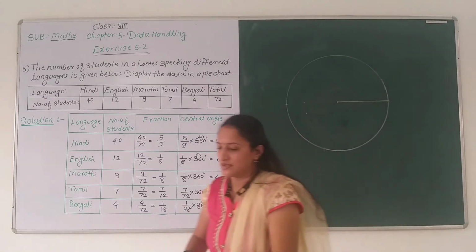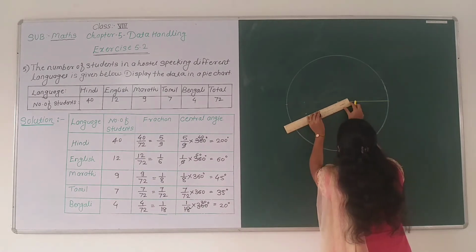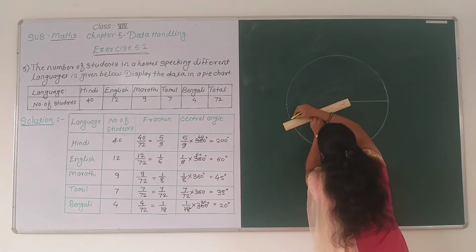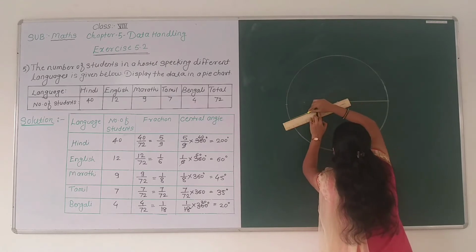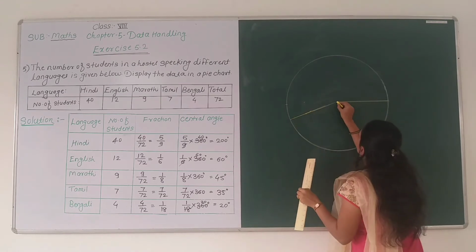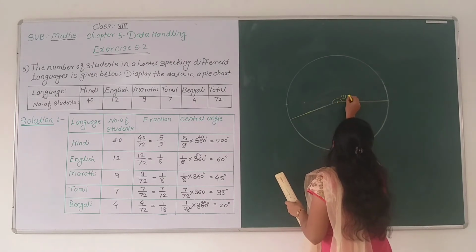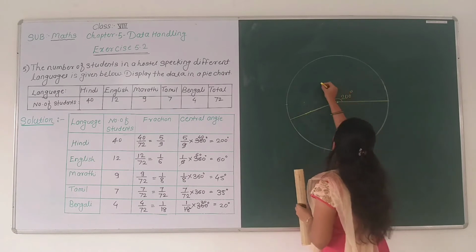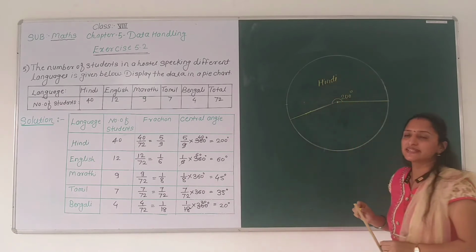Take a scale and draw the line here of 200 degrees. So now this total angle is about 200 degrees, and it represents Hindi. The number of students who speak Hindi.